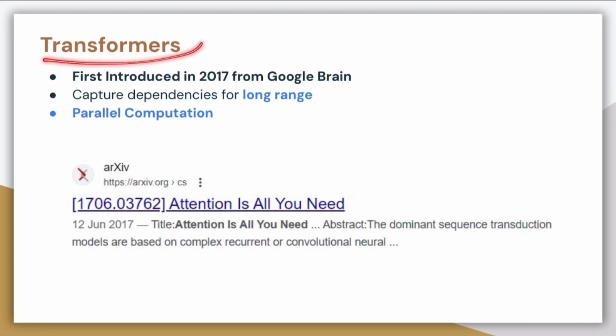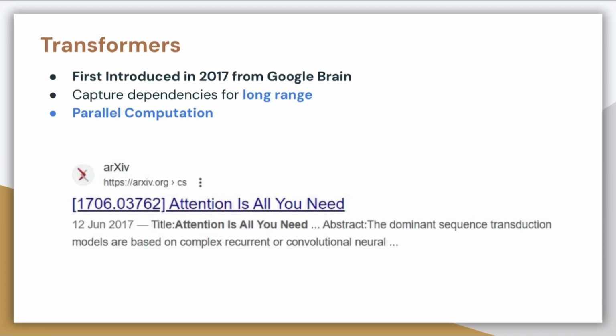Then the transformers were introduced from Google Brain. It was first introduced in 2017. It can capture long-range dependencies. At the same time, it can do parallel computation. So it solves both of our problems. The actual title of the paper is "Attention Is All You Need". Attention is a mechanism which is used in the transformers. We will look into that. This is the title of the paper, and it is a major breakthrough in the whole NLP and generative AI fields.